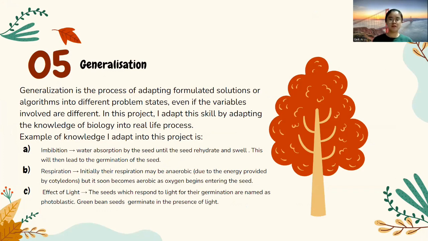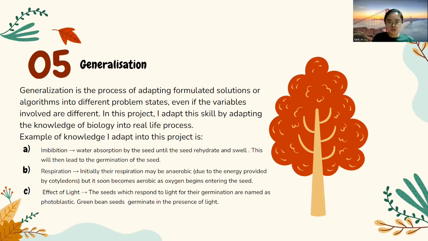Generalization is the process of adapting a formulated solution or algorithm to different problem states, even if the variables involved are different. In this project, I adapt this skill by applying the knowledge of biology to a real-life process. An example of knowledge I adapt into this project is knowledge about plant growth, for example, imbibition. It is a process of water absorption by the seed until the seed rehydrates and swells. This will then lead to the germination of the seed.